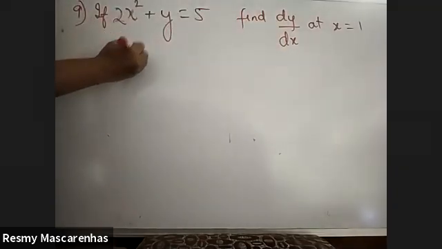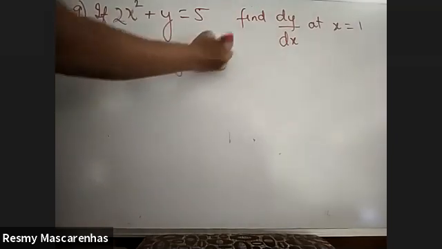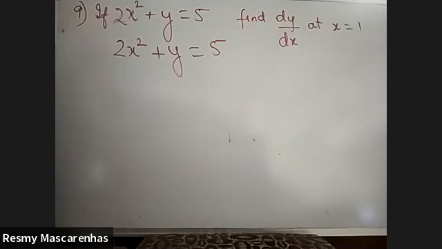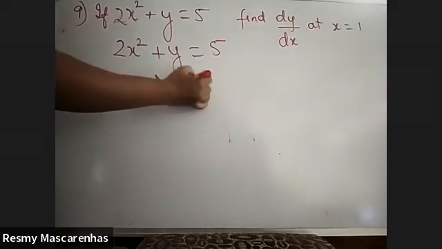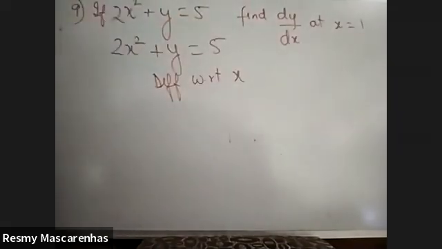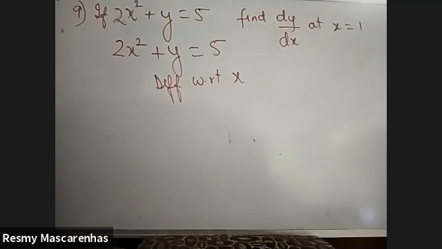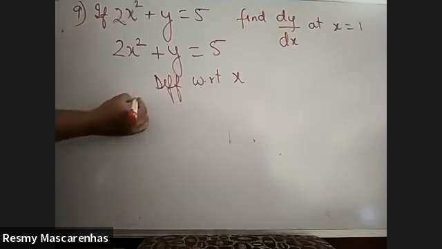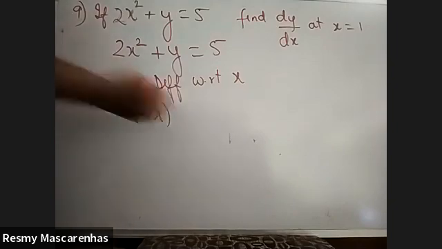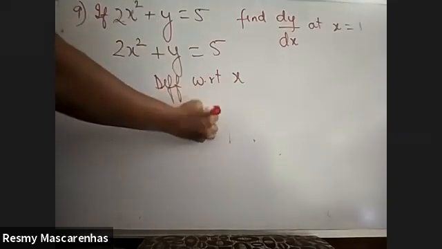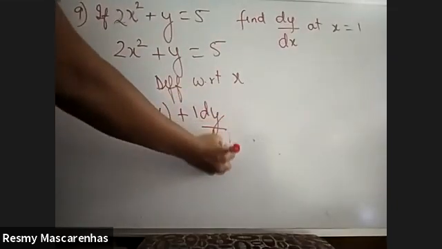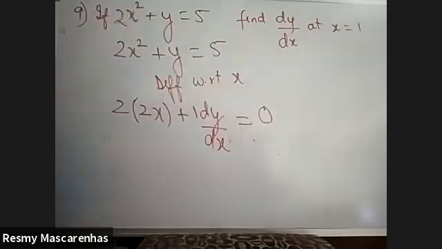So first, this is the equation given. Now you have to find dy by dx. So differentiate. Okay, so when you differentiate, you have to find derivatives of every term. This is with respect to x, you have to differentiate. So this is anyways 2 coefficient. Okay, now derivative of x square will be 2x. Then derivative of y will be 1, but extra dy by dx is equal to derivative of 5 will be 0.